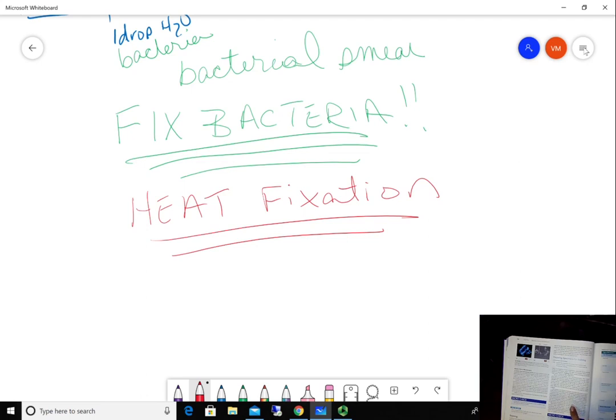We want to make sure that we kill the organism. We attach it, and there it is. Okay, fixation kills the microorganism, attaches them firmly to the slide, and then preserves their shape and size. So they'll coagulate and stick to the slide, and it makes it easier to stain them. So there's your reasons right there on page 106.